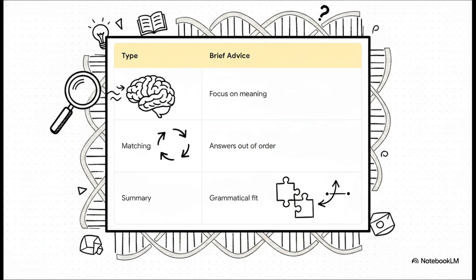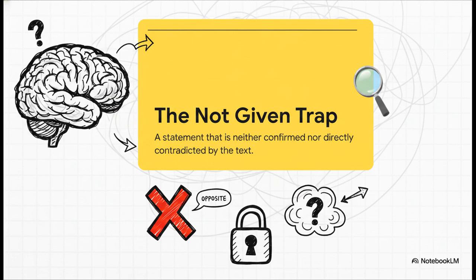And for summary completion, the grammatical fit of the word is literally just as crucial as its meaning. If a word doesn't make perfect grammatical sense in the blank space, it's the wrong answer, no matter how close the definition seems. Now, we've got to address the single most dangerous pitfall, the not given trap.